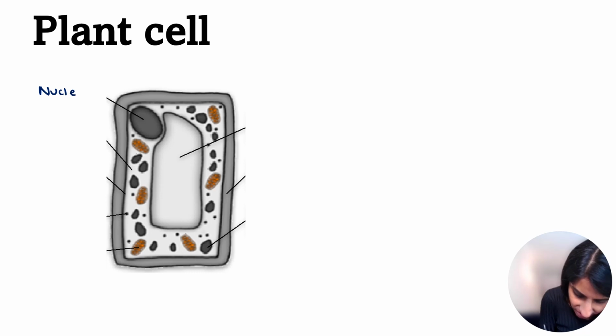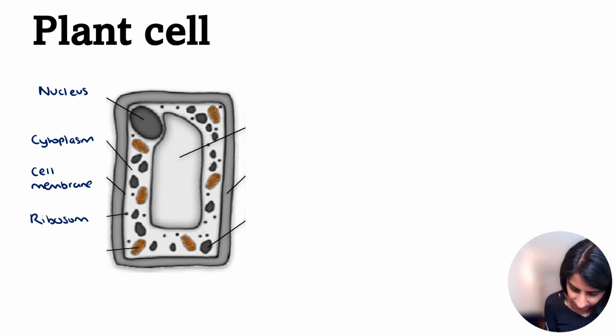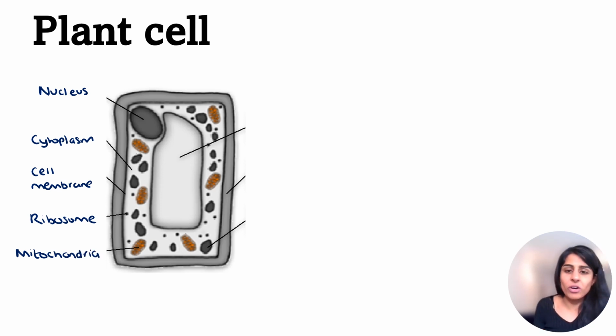We've got nucleus, cytoplasm, cell membrane, ribosome, and mitochondria. The other 3 parts we're going to label on the right now, they are only found in a plant cell, but not an animal cell.